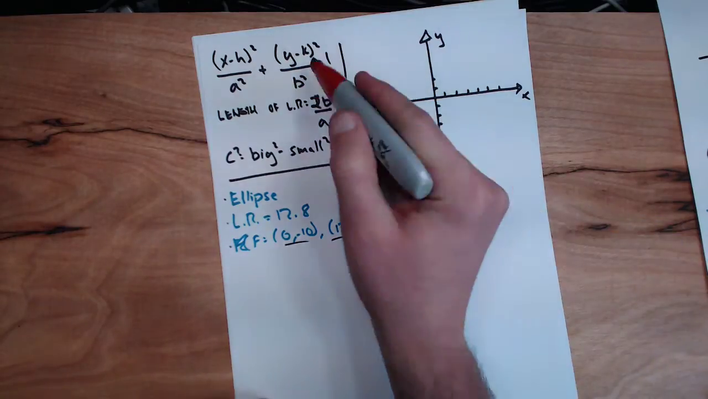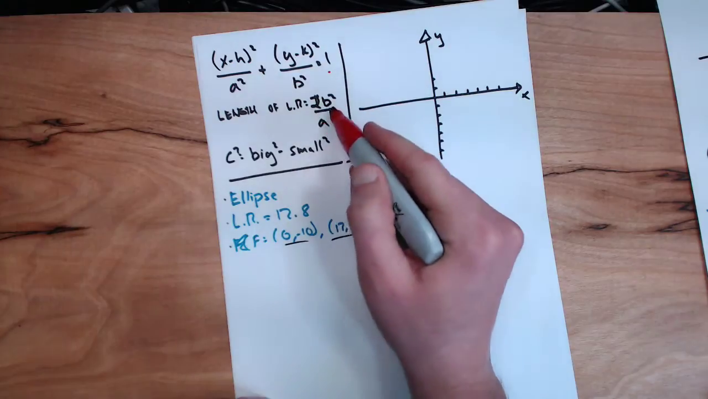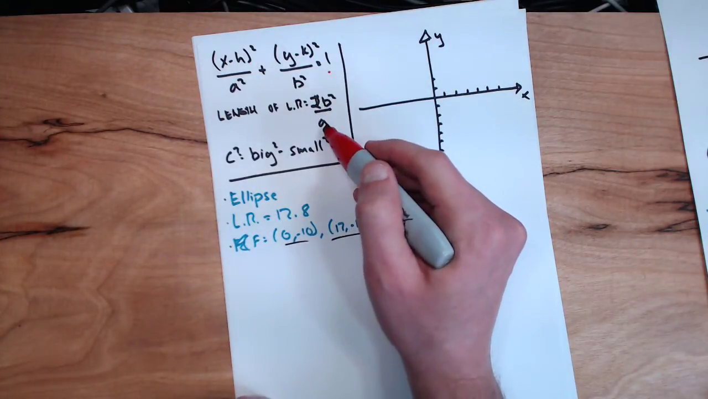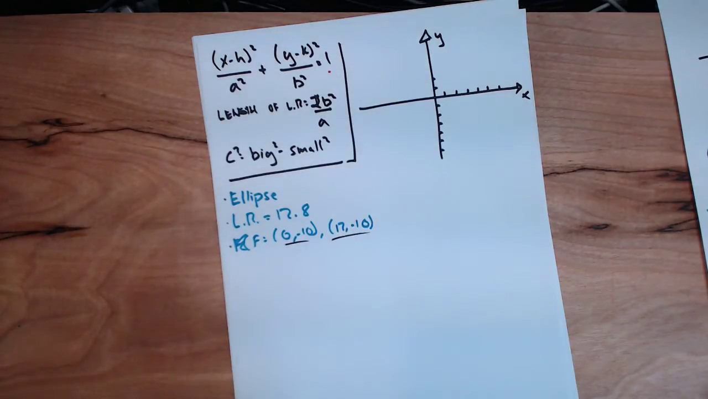So here's our general formula for an ellipse. The length of our latus rectum, it gets a little messy here, but that's 2b squared over a. And I want you to know that c squared is big squared minus small squared, which we'll talk about soon. Okay.